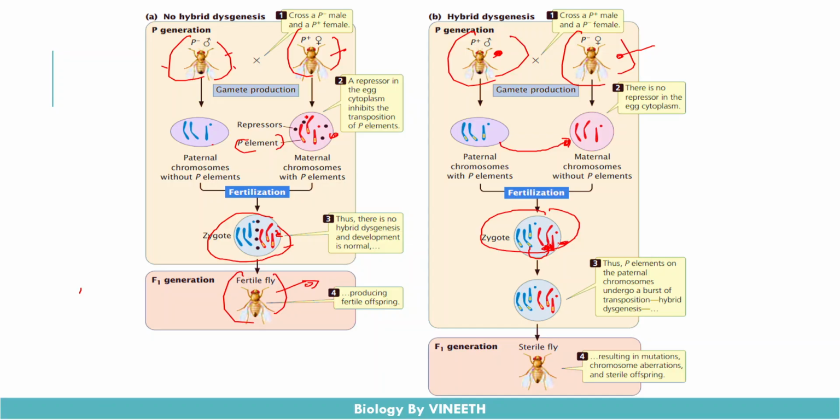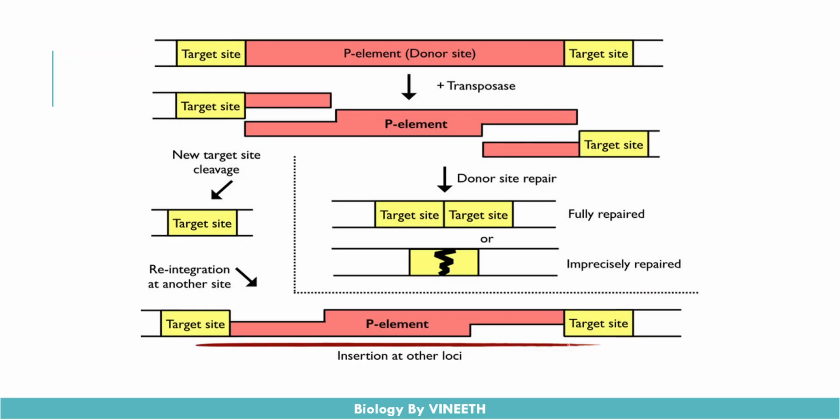So when it produces the transposase enzyme in the zygotes, it will cause random insertion events or mutations in the hybrid, and that will lead to the production of the sterile fly. So this is about the P element and its role in hybrid dysgenesis.